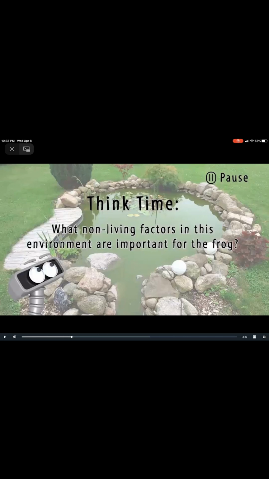Okay, what non-living factors in this environment are important for the frog? Take some time to look around. Notice that there's plants, rocks, water, vegetation. You can infer that there's air, oxygen, carbon dioxide. Well, the main thing I notice is the pond itself. Water is important to drink, but also a source of shelter and a place to find food.